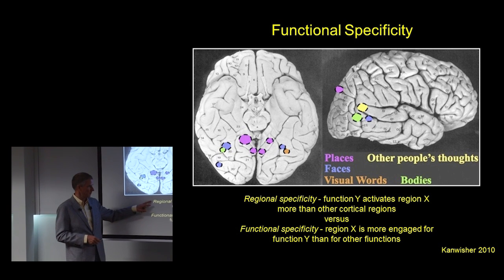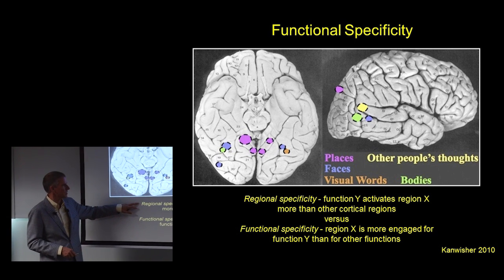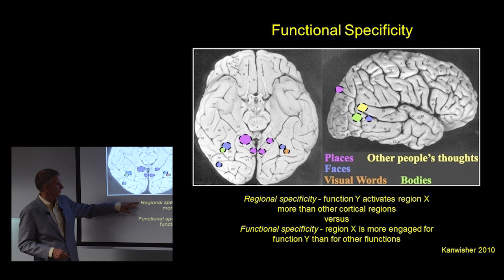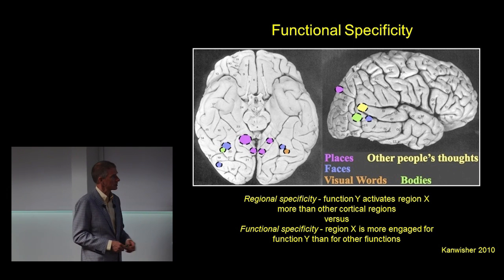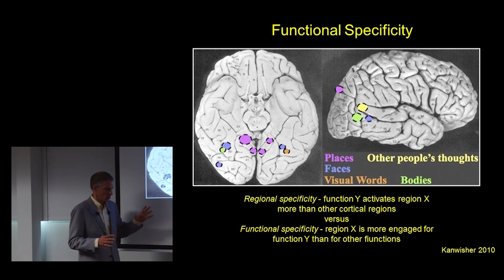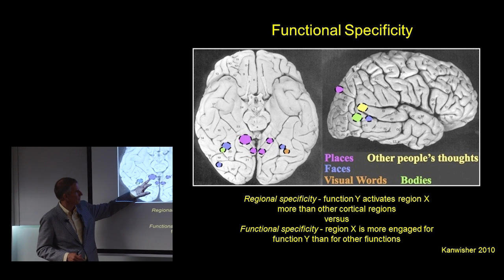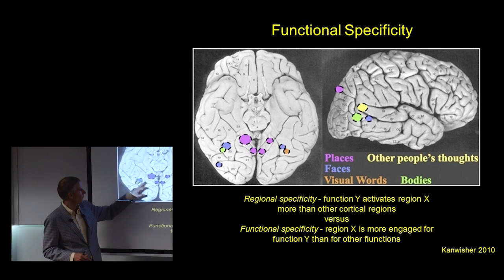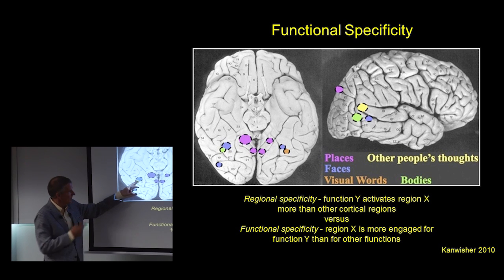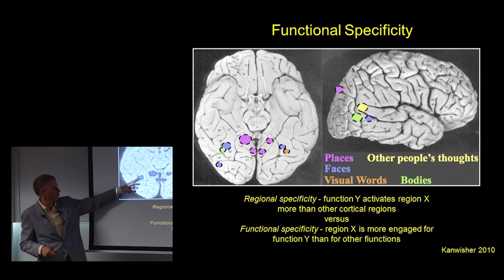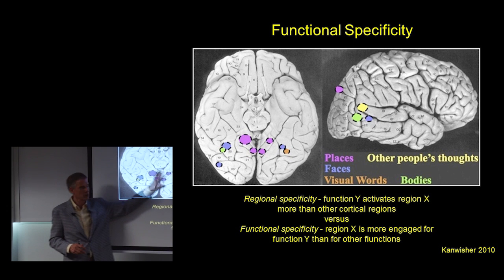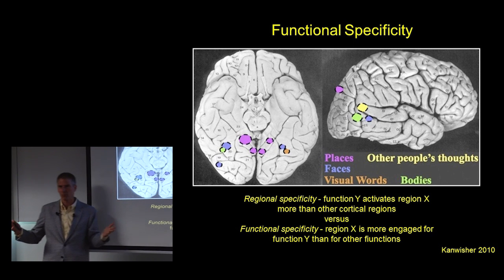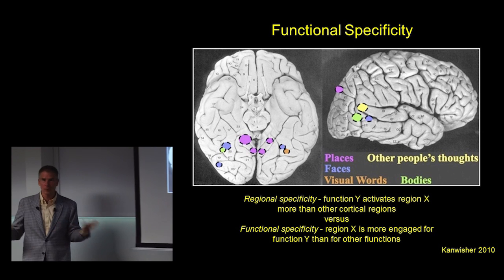So you have regional specificity, where some function activates region X more than other cortical regions, versus functional specificity, where region X is more engaged for function Y than for other functions. Because it's one thing we should never forget, right? When people show these maps here, for example, for faces, it's not that these are the only places in the brain that respond to faces. If you show faces to people, the entire visual brain will light up, because, for example, V1 will, of course, respond to faces, and V2 will respond to faces.